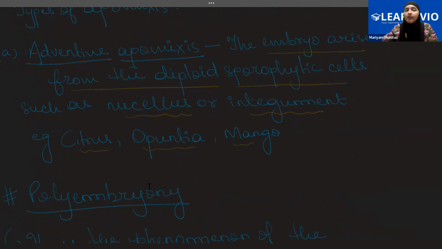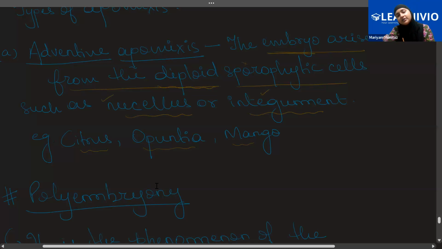But talking about adventive apomixis, this embryo is not coming from the ovule, rather it is coming from diploid cells. Look at diploid cells, such as nucellus and integument. Integument is the outer covering. Nucellus is the nutritive tissue. Now the embryo is developing from them, instead of from the ovule. So that is adventive. Is it clear? Do you people have any doubts?